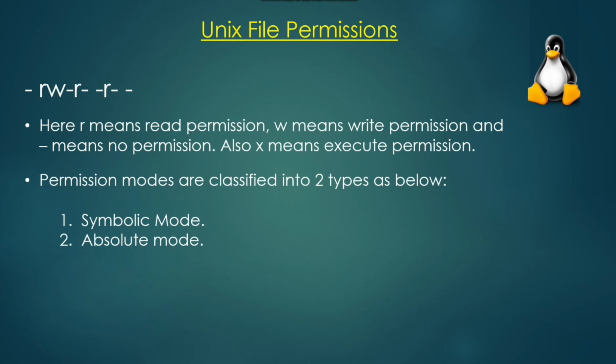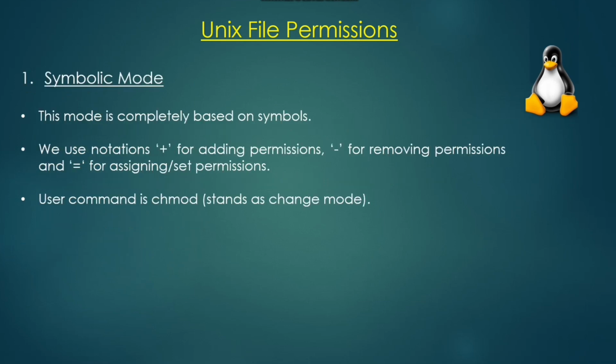Here r means read permission, w means write permission, and hyphen means no permission. And there is also x which means execute permission, so we will see that later. Now, permission modes are classified into two types: one is symbolic mode and one is absolute mode.